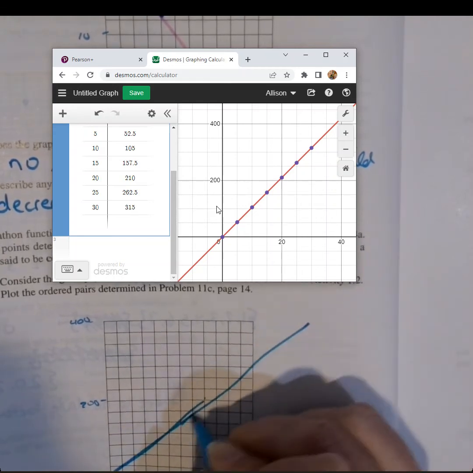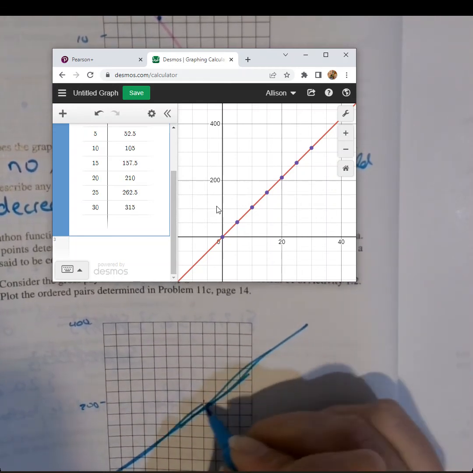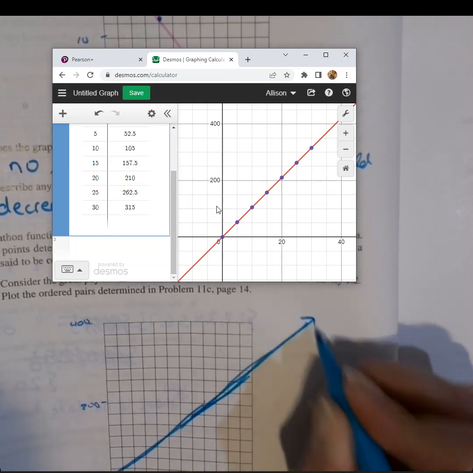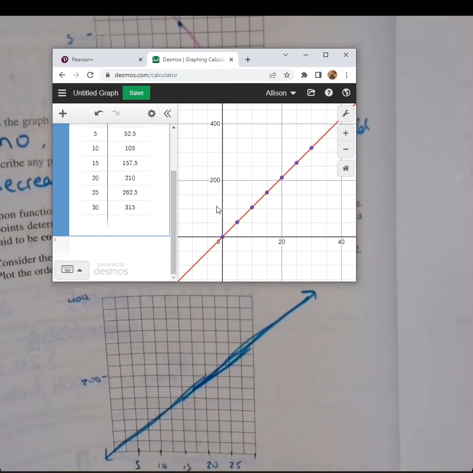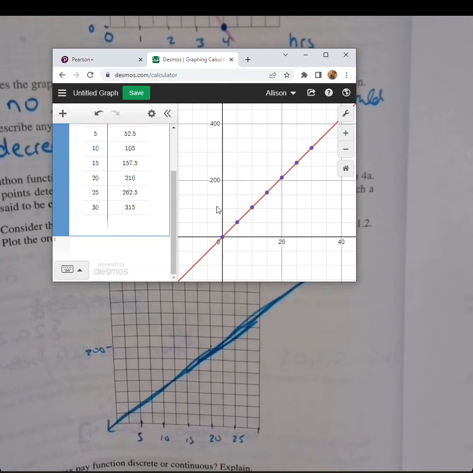So trying to draw a straight line, I need to get a ruler out because my page is held up in the air here to make it visible. But something like that would be a sketch of what we can see here.